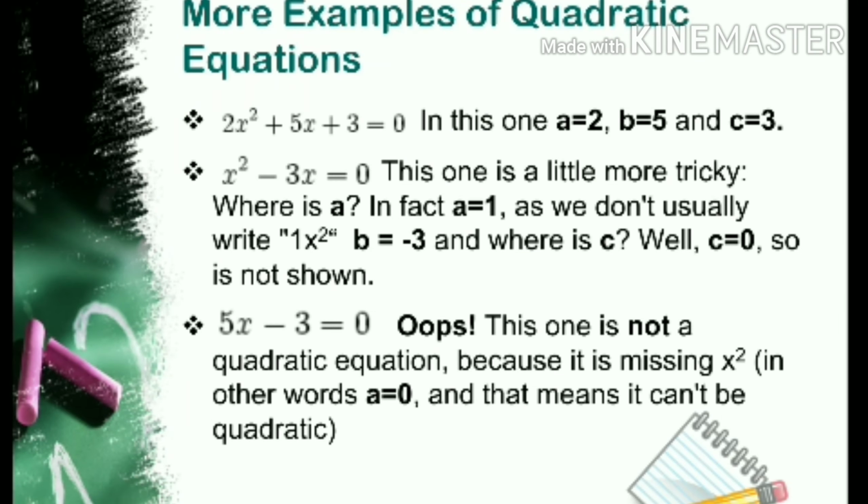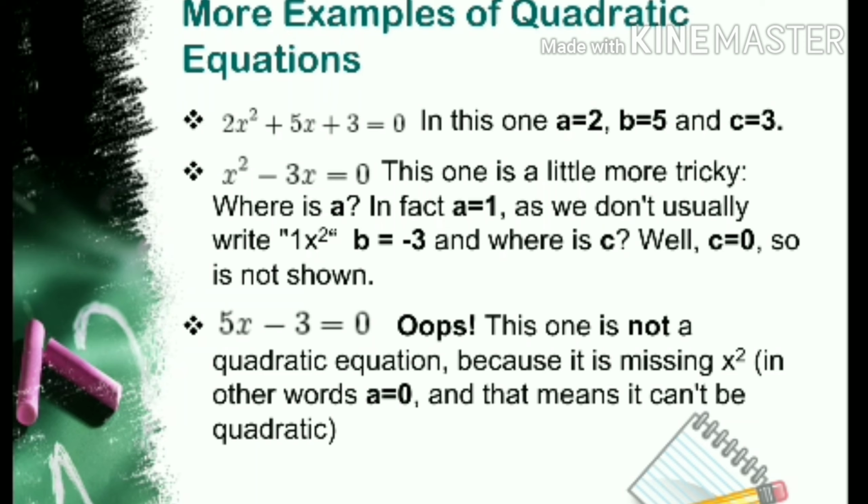Now, more examples of quadratic equations. What does it look like? I have already told you, 2x square plus 5x plus 3 is equal to 0. When you compare it with the standard form, ax square plus bx plus c is equal to 0, a is equal to 2, b is equal to 5 and c is equal to 3.